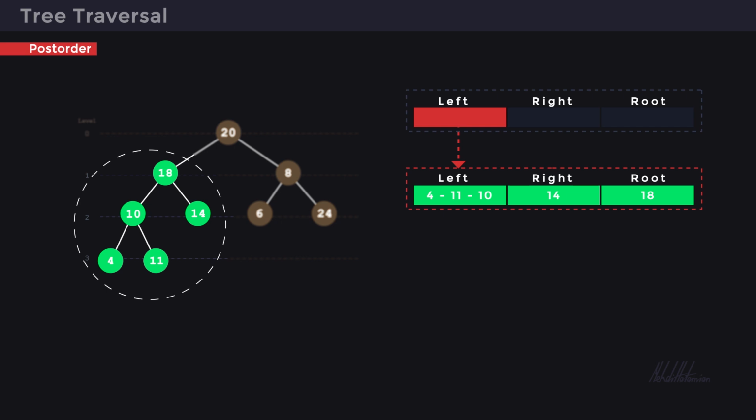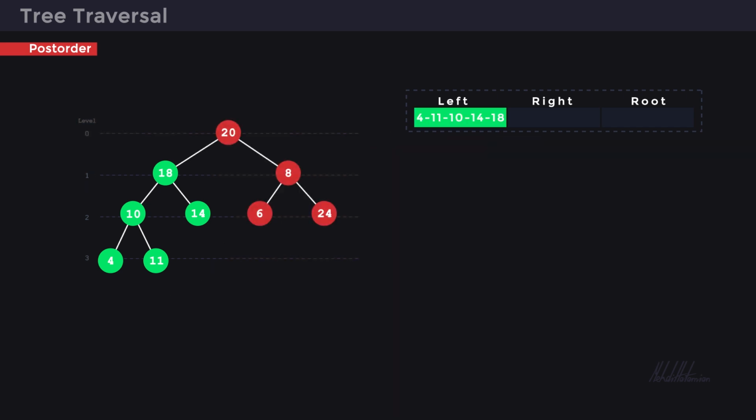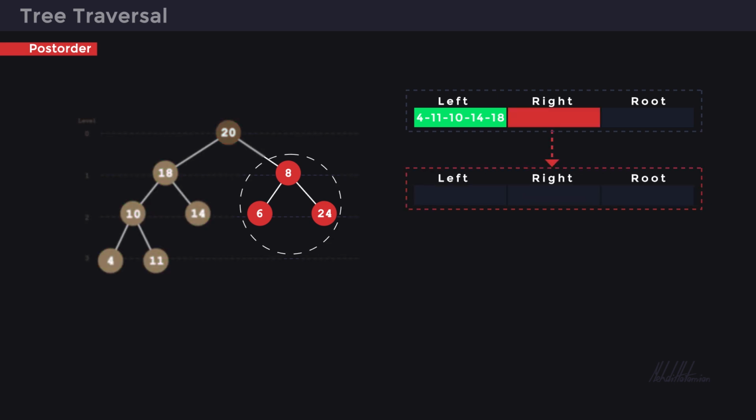Now we take all the values to insert them into the left position of the list from the very first step we were processing. And then we should process the right side. On the right side, we have another subtree. So we repeat the same process.